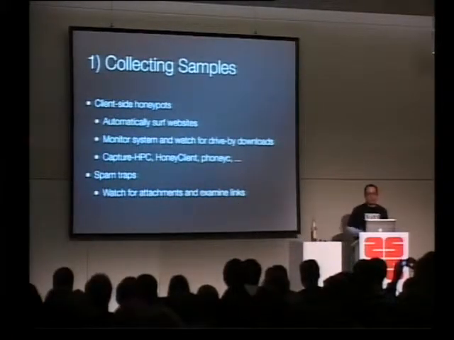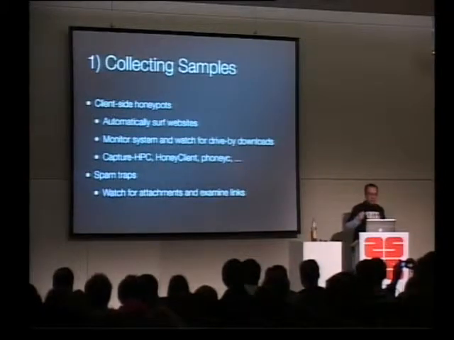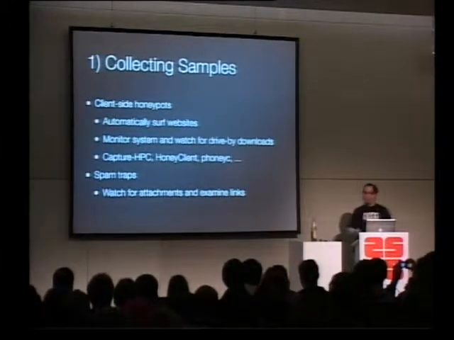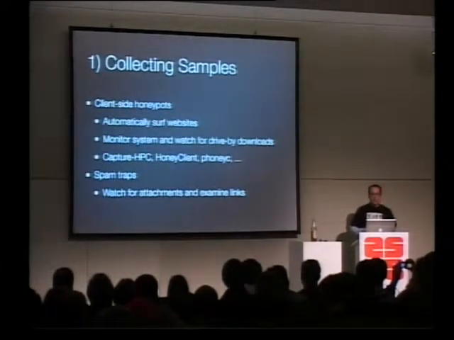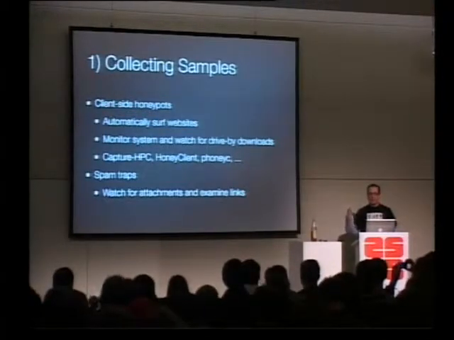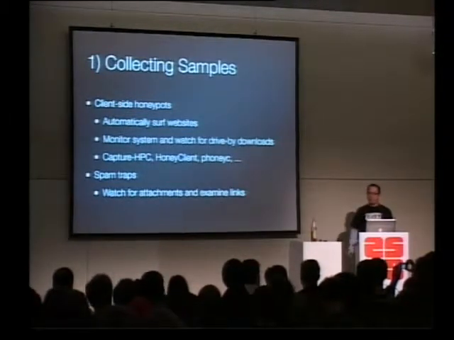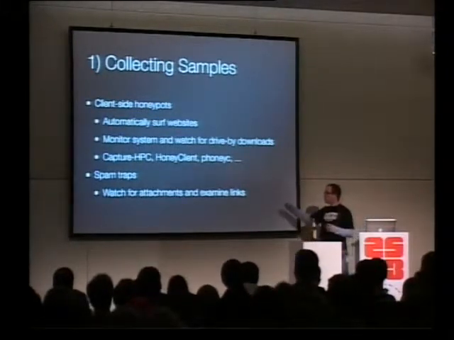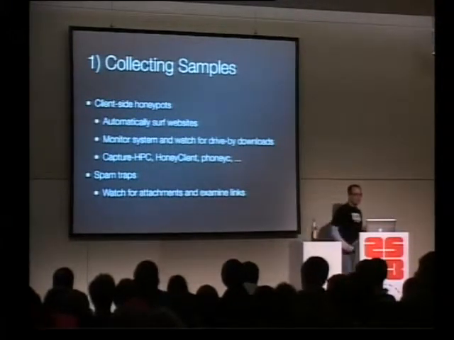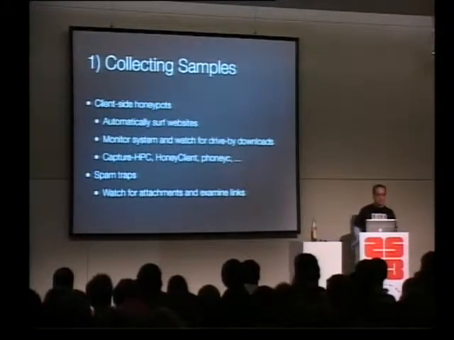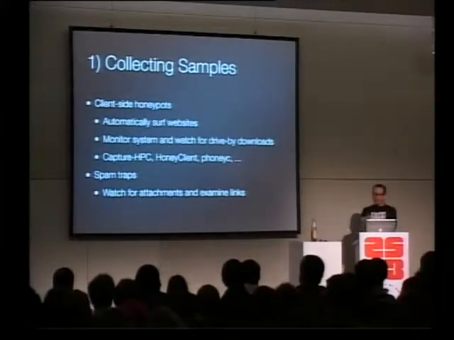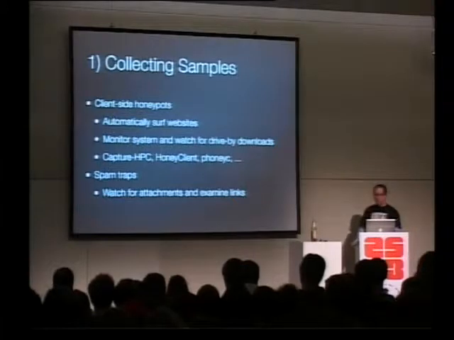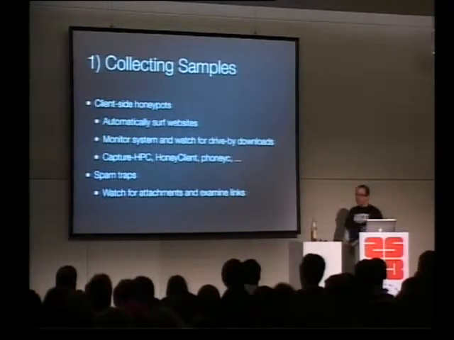Another interesting way to get attacked is just spam traps. So just collect spam and then watch for the attachments. As we've seen earlier on, this UPS mail. Basically just get the attachment and the attachment already contains the keylogger. Or if the spam mail contains a link, we just follow the link with a honey client and then we go to the website and see whether the website wants to attack us. So this is the way we use in order to collect samples.